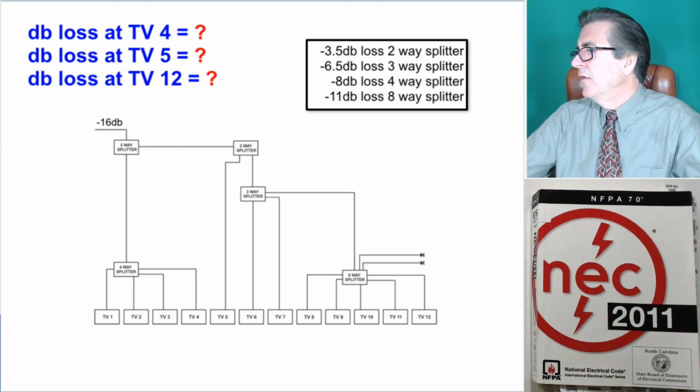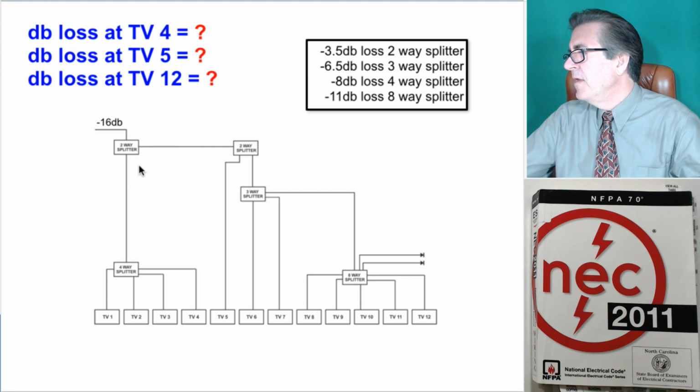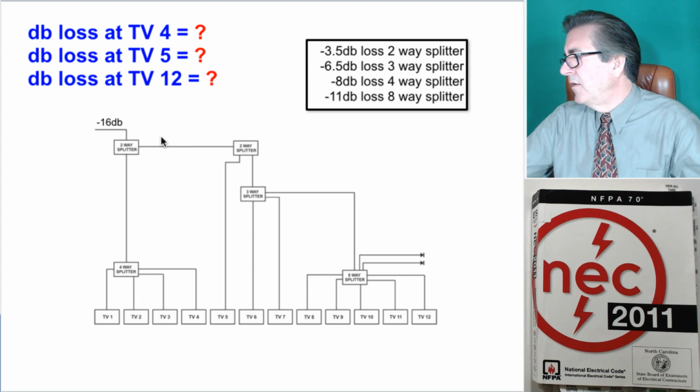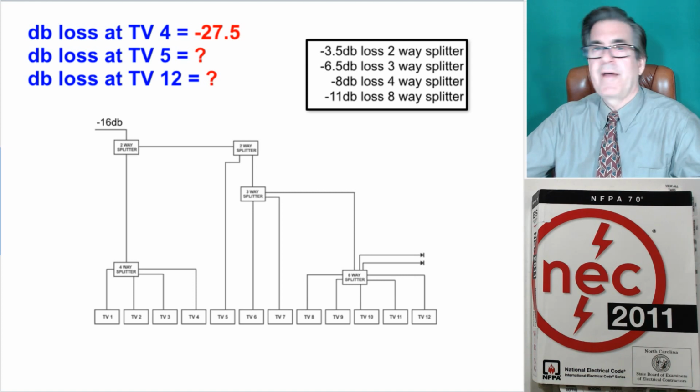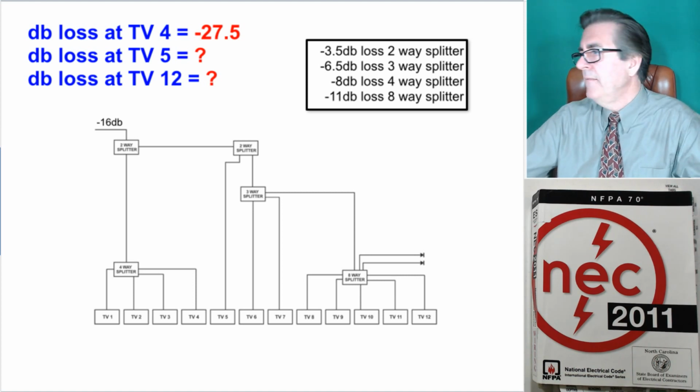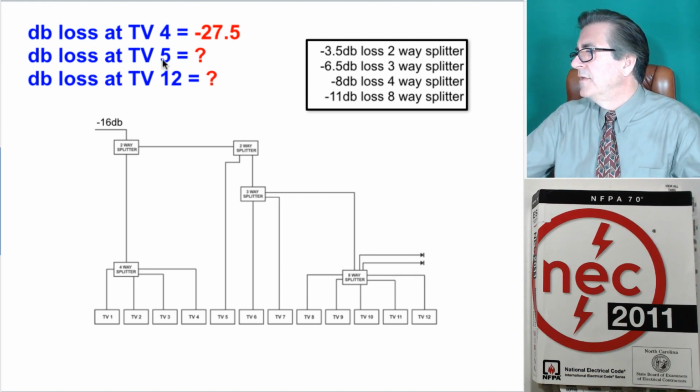In any case, here we've got a two-way splitter and a four-way splitter. We're already at minus 16, so we take minus 16 and then we add the two-way, which is 3.5. So minus 16 plus 3.5 plus the four-way splitter, which is minus 8, and you come up with a total of minus 27.5.